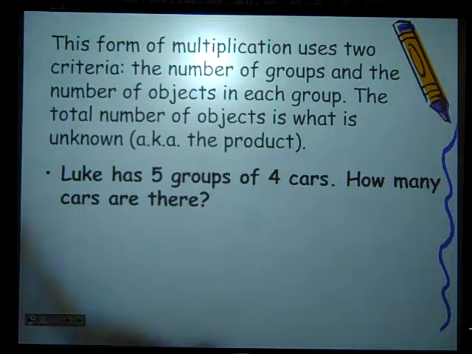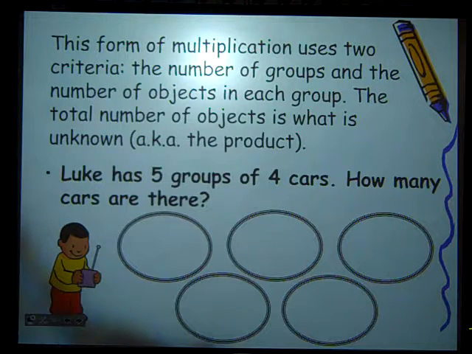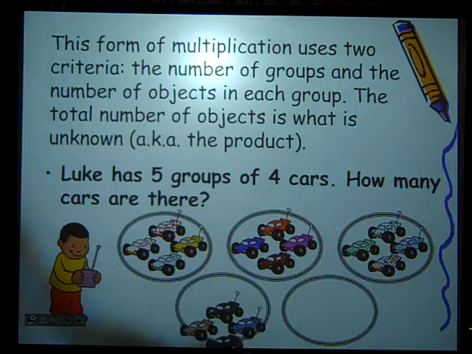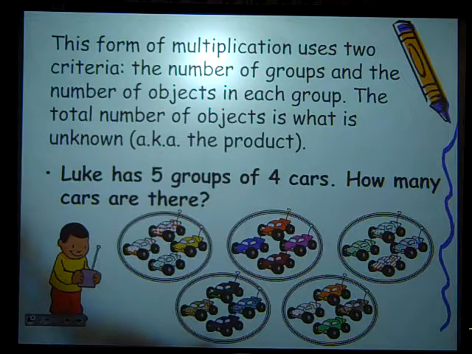Luke has 5 groups of 4 cars. How many cars are in each group? 4. The same number of cars in every single group, right? It has to be that way. My question is, how many cars are there? Well, here are his 5 groups. And he puts how many cars in each group? 4 cars in that group, in that group, in that group, in that group, and in that group.